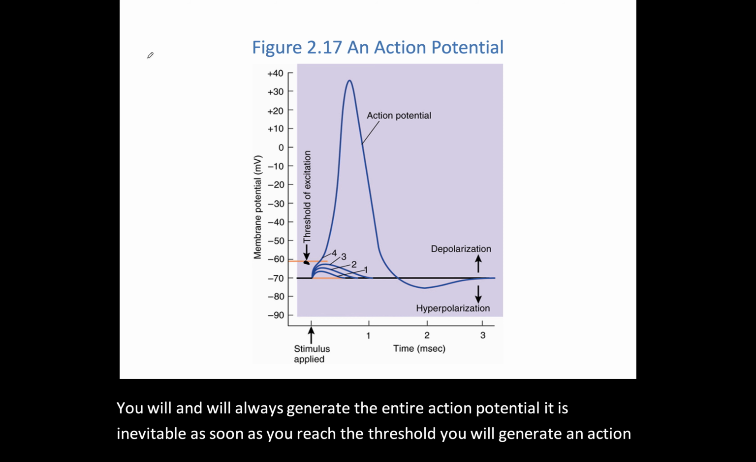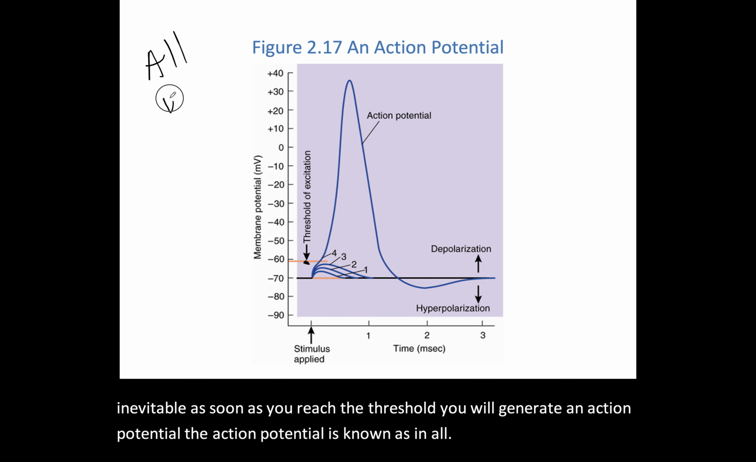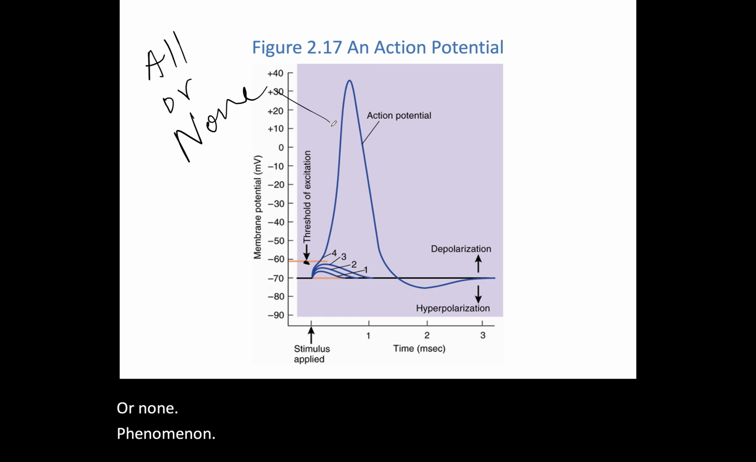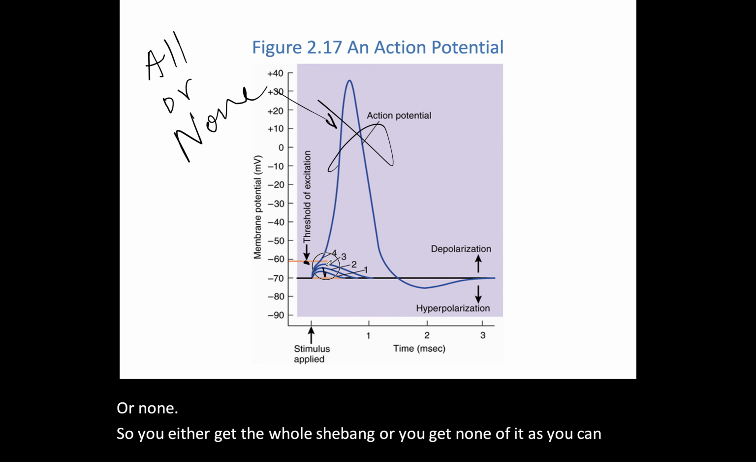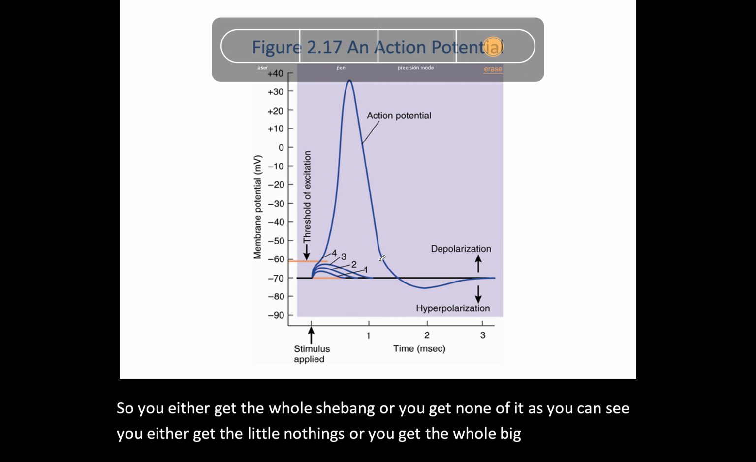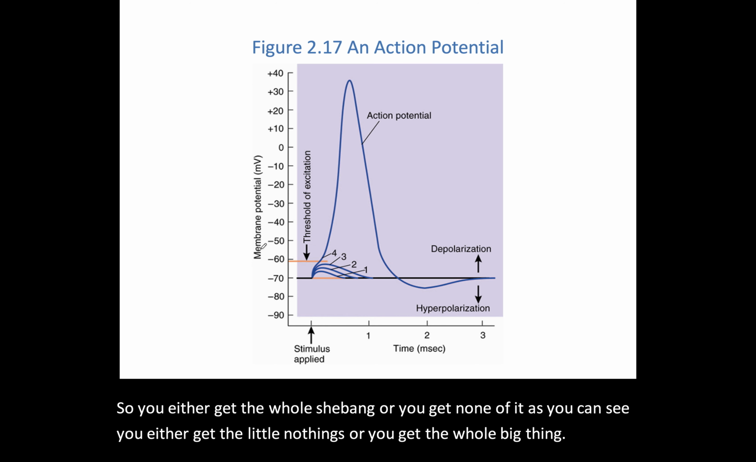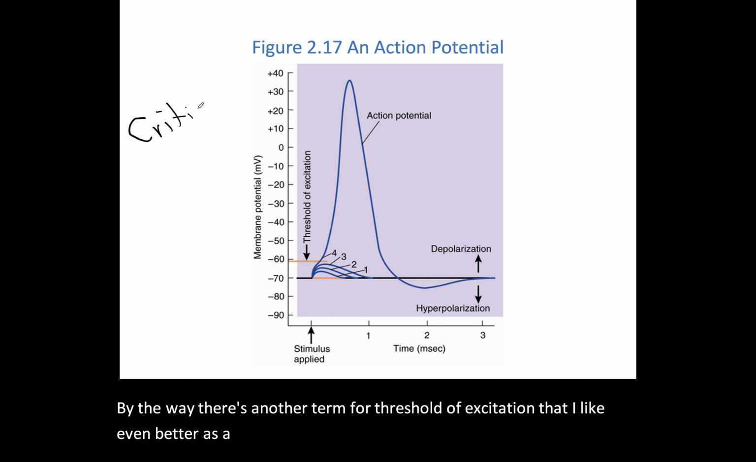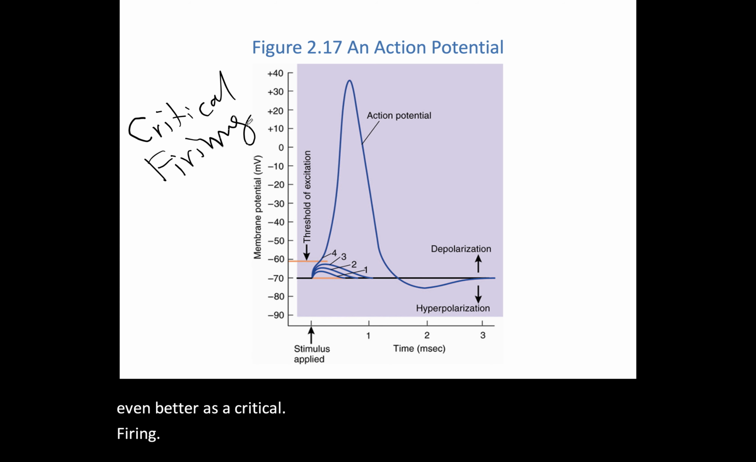The action potential is known as an all or none phenomenon. So you either get the whole shebang or you get none of it. As you can see, you either get these little nothings or you get the whole big thing. By the way, there's another term for threshold of excitation that I like even better, and it's the critical firing level, CFL.